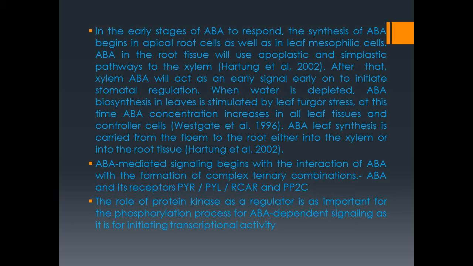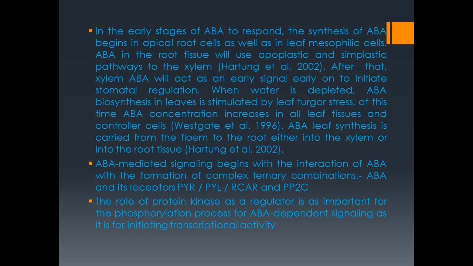In the early stage of the ABA response, the synthesis of ABA begins in apical root cells as well as in leaf mesophyll cells. ABA in the root tissue will use the apoplastic and symplastic pathways to the xylem. After that, xylem ABA will act as an early signal to initiate stomata regulation.